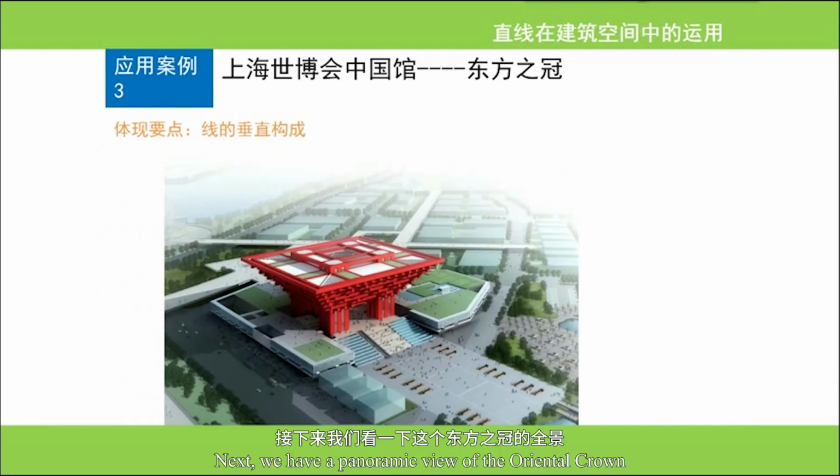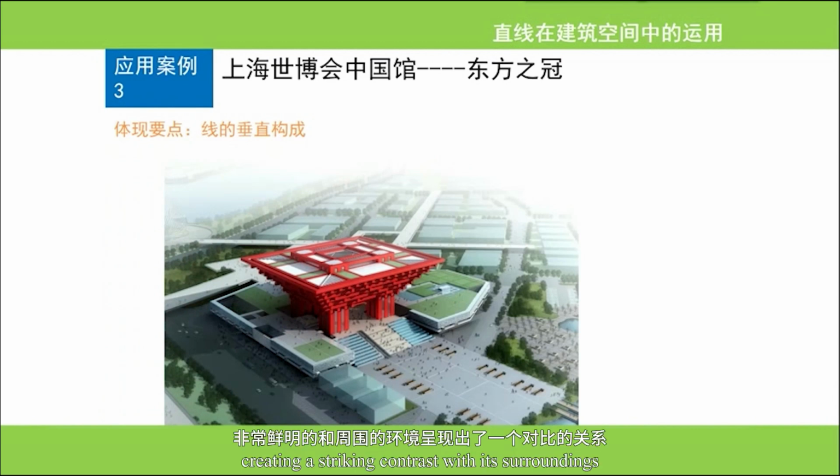Next, we have a panoramic view of the Oriental Crown. Amidst the large greenery, it stands out like a red flower in the ocean of bloom, creating a striking contrast with its surroundings and winning applause from the world, with its straight yet versatile lines.